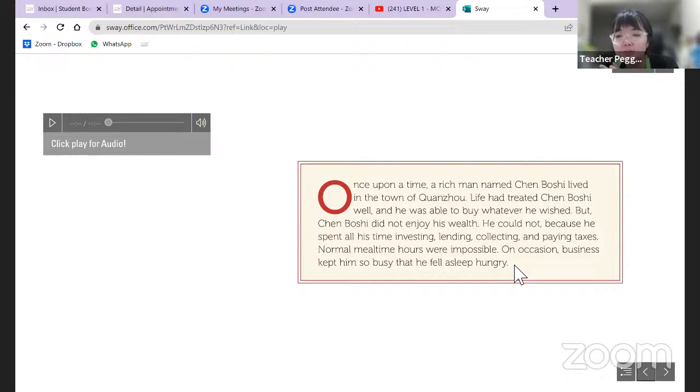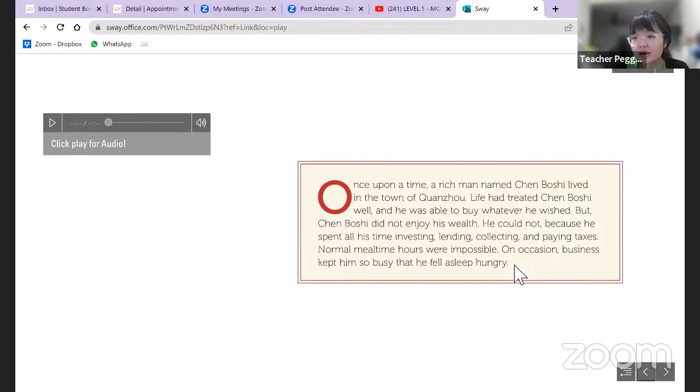Normal mealtime hours were impossible. This will never, ever happen. That is why we say impossible. So normal mealtime means breakfast, lunch, and dinner will never ever happen. He will definitely eat late. On occasion, business can be so busy and he fell asleep hungry. He never eats, he just falls asleep because he's too busy and too tired.